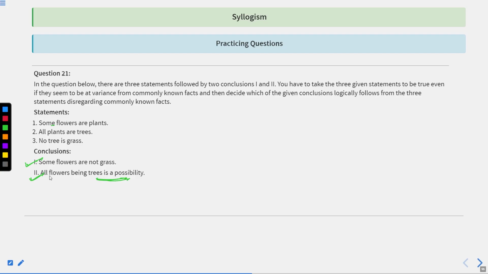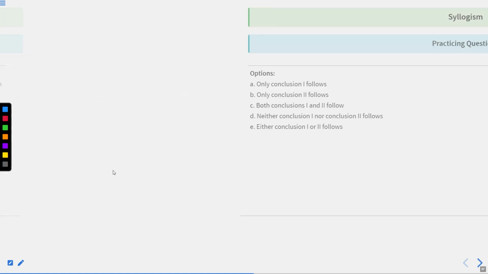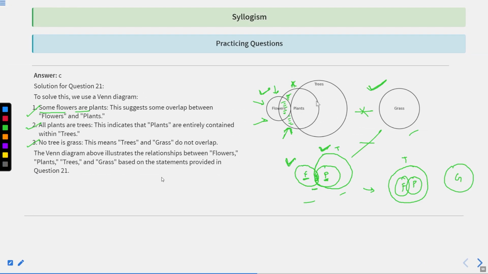If this would have been mentioned as all flowers are trees, then the statement would have not been right. तब ये statement गलत हो जाता, क्योंकि possibility word नहीं लगा हुआ होता है यहाँ पे. तो you are saying कि सारे के सारे plants जो flowers हैं वो trees हैं.